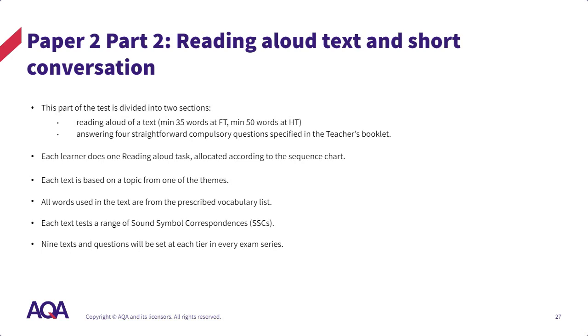Each student does 1 reading aloud task, and this is allocated according to the sequence chart. Each text is based on a topic from one of the themes. All of the words used in the text are from the prescribed vocabulary list, and each text tests a range of sound symbol correspondences. There'll be 9 texts and questions at each tier in every exam series.